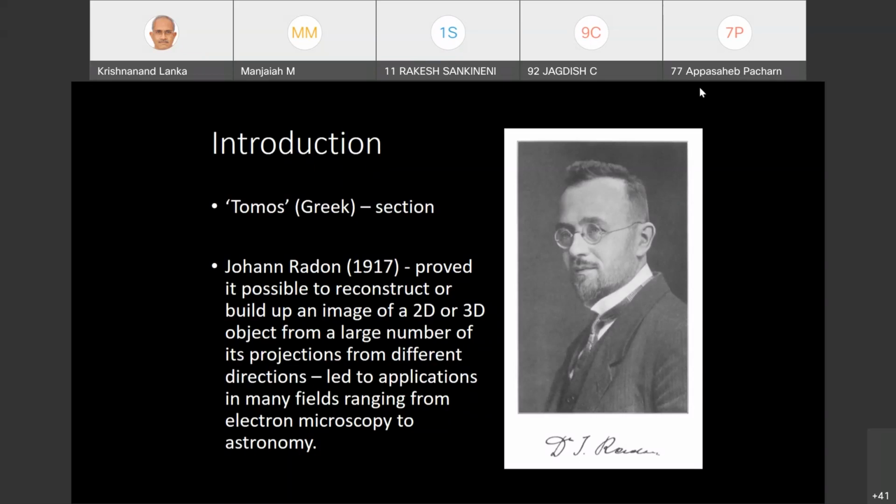For example, in conventional engineering drawing, you have top view, side view, and front view, right? Using that, you can reconstruct a 3D image. But to reconstruct an irregular object, particularly human anatomy, you need a lot of projections from different directions. So let us see who are the people who did a lot of work for us.